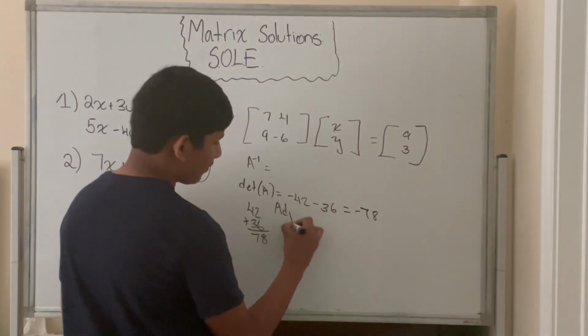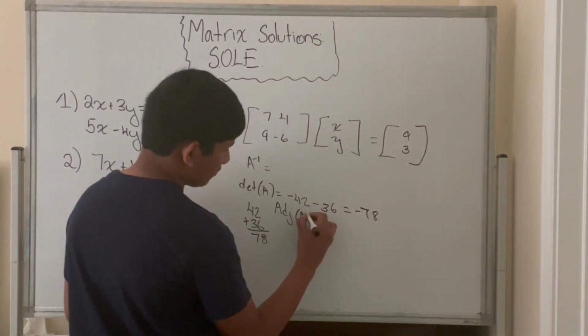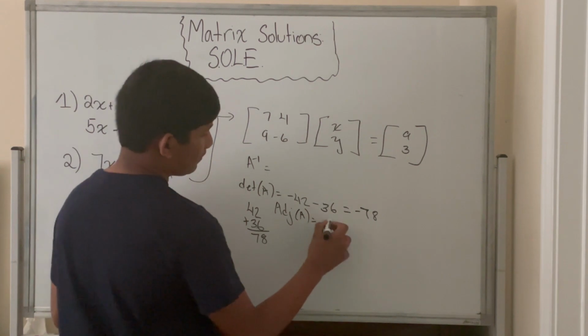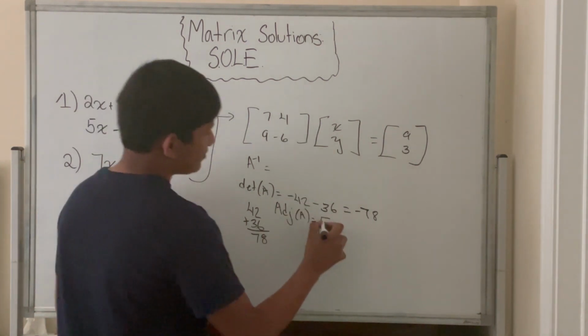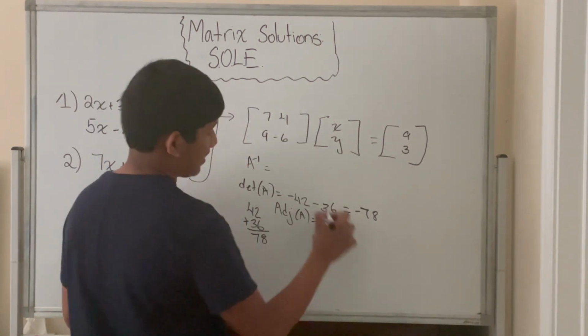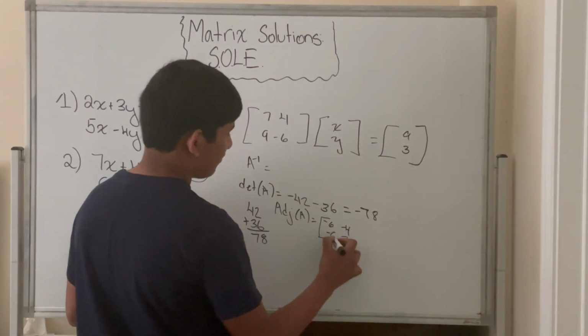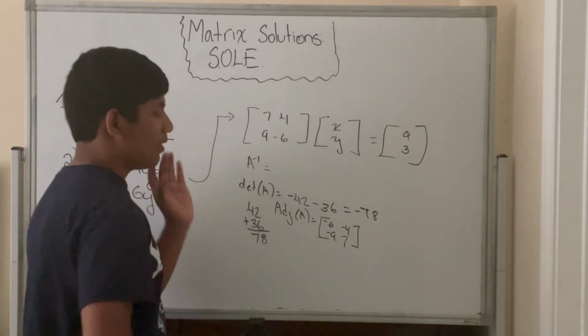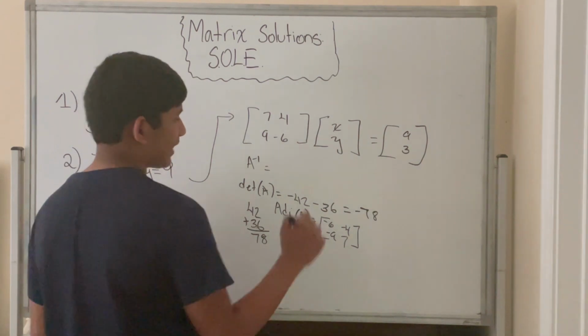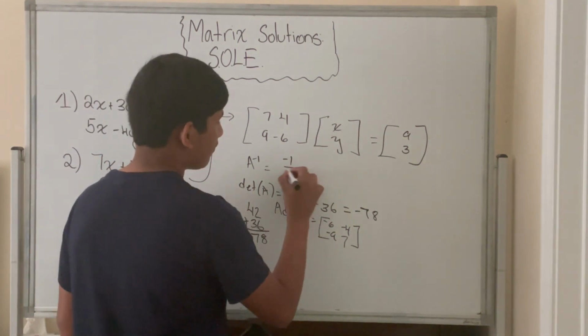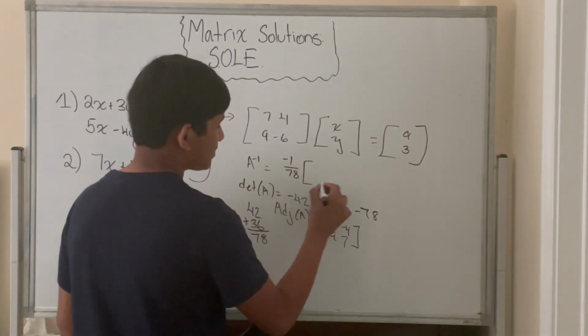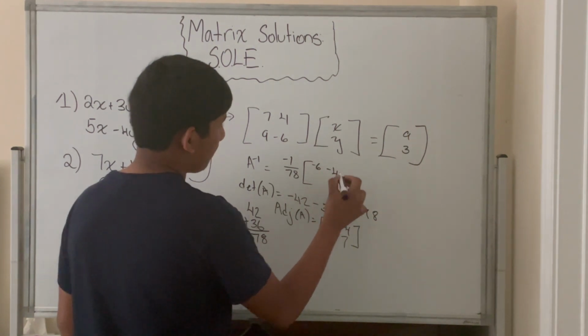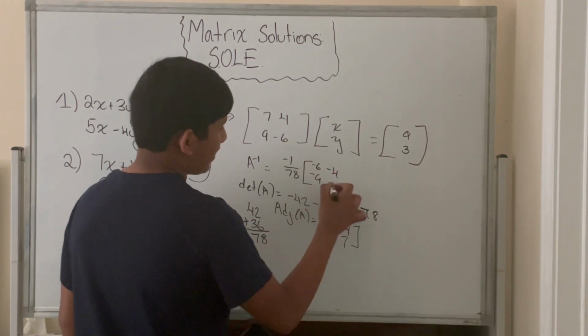Adjoint is equivalent to, we have to swap these, so negative 6, 7, negative 4, negative 9. Boom. Okay, so we've got this. We have to plug this back into A inverse. So negative 1 over 78 times negative 6, negative 4, negative 9, and then 7.